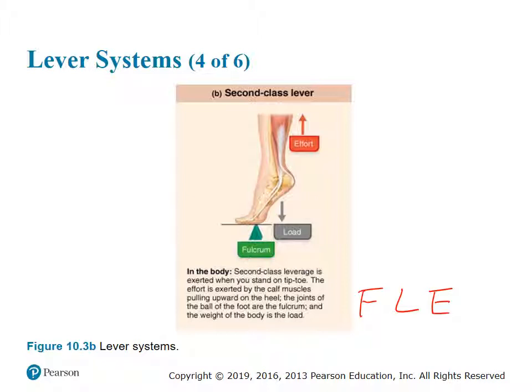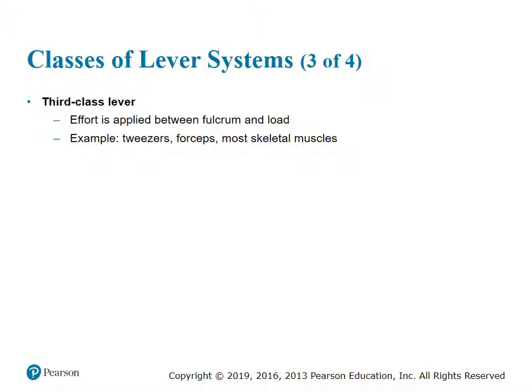Here's the muscle. The muscle's up, and the load's going down. It's the weight of the body. And right on the fulcrum, what's our lever? All those bones there, right where that red line is. And finally, the third class lever, FEL. The effort is right in the middle between the fulcrum and the load.